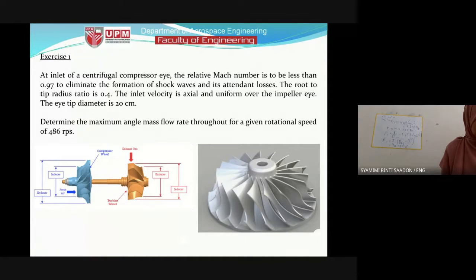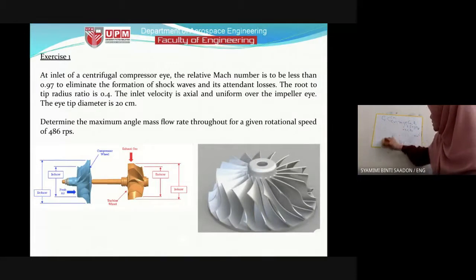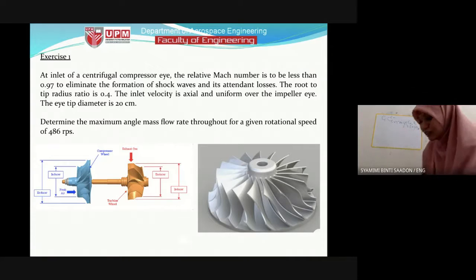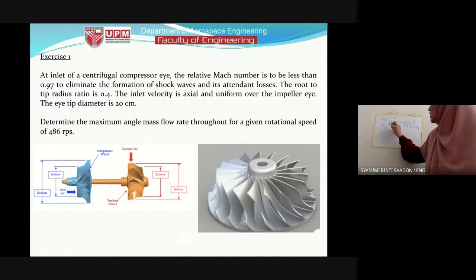Then just a bit, calculate the beta, for the angle. So if we understand the velocity triangle just now, you have the velocity triangle like this: C1, U1, W1. So beta is this one, beta 1.